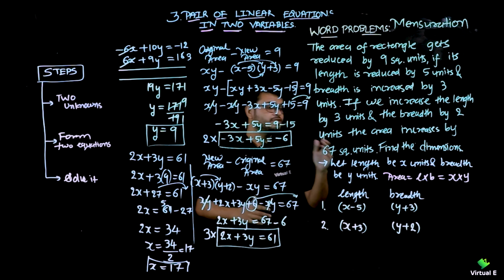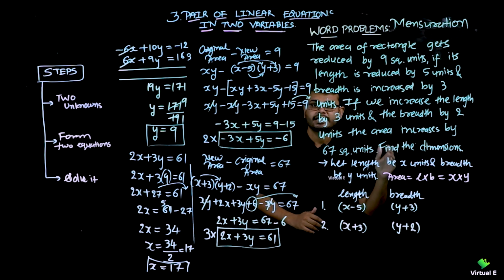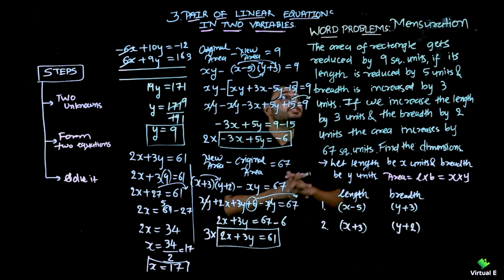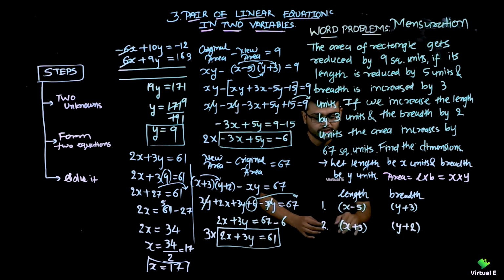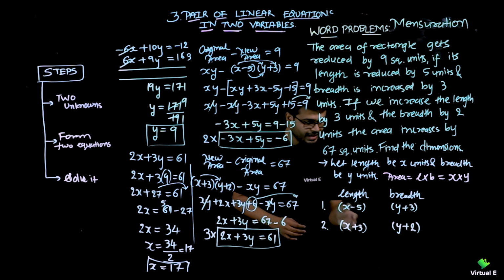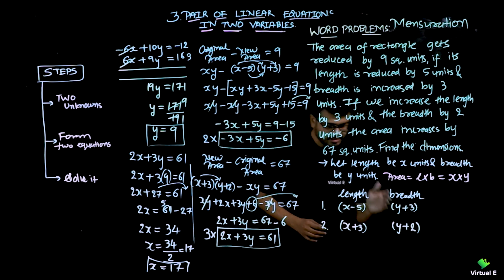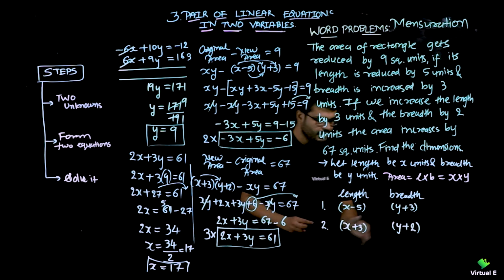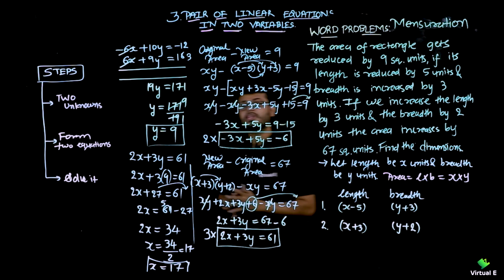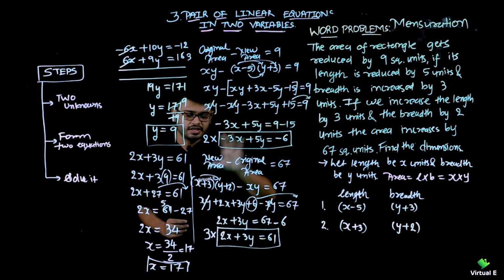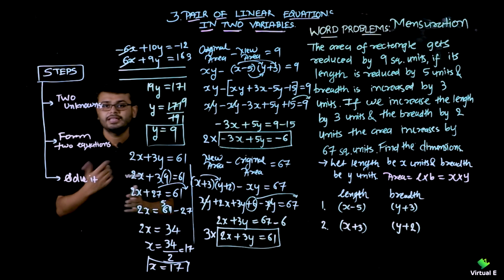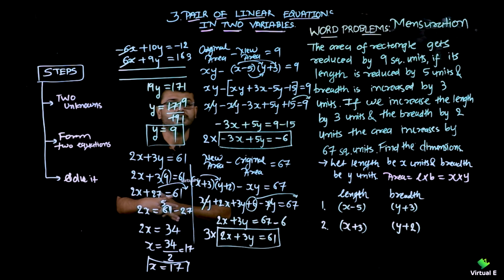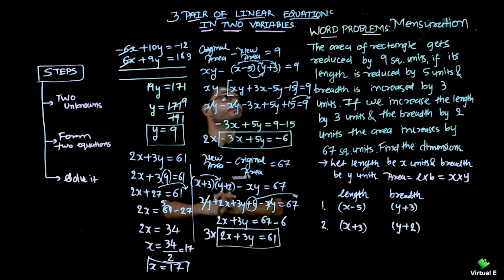First of all, I have assumed length and breadth as x and y respectively. Afterwards, make the changes which are instructed in the question: reduce length by 5, increase breadth by 3, increase length by 3 and increase breadth by 2. Afterwards, follow the conditions, make two equations, and you can solve with the help of any method that we have discussed in the previous session. So this is how we solve word problems related to mensuration.